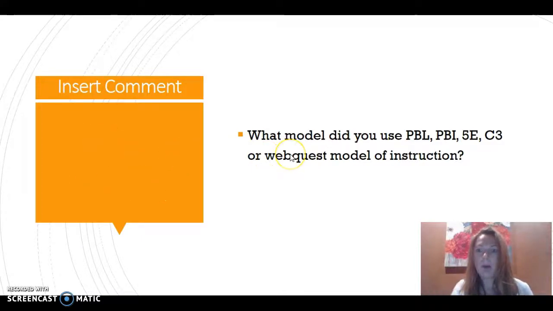All right, so what model did you use? Is this project-based learning, problem-based learning, project-based inquiry, inquiry-based learning? Did you use the 5E model or the C3 model? Is this a web quest? Or did you do your own research and find a different set? I know some of you already are using an inquiry structure. I want you to insert a comment and tell me explicitly which one you used.